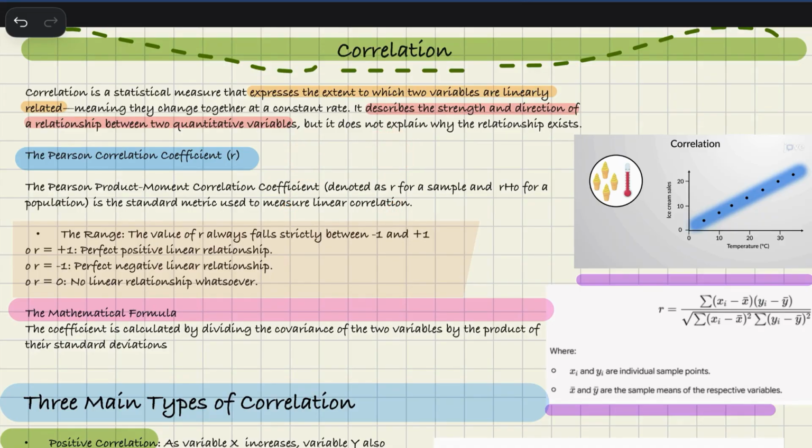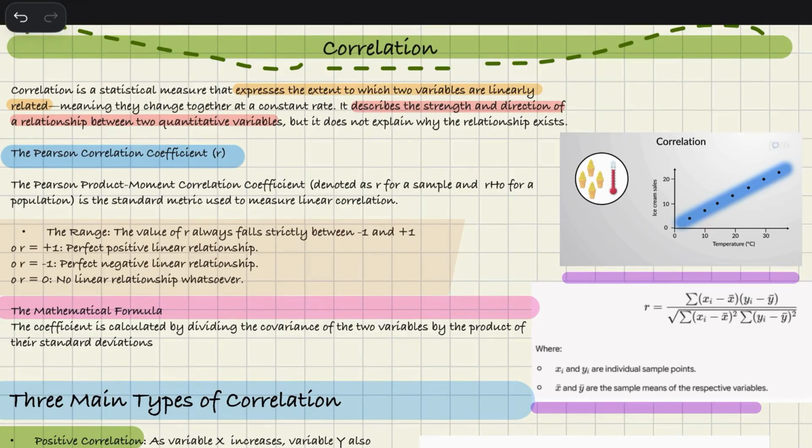But right here on day 1, we must establish the most important rule in data analysis: correlation does not explain why a relationship exists. It simply highlights a pattern that it is up to us to investigate deeper to know what the relationship is. So it is just highlighting that yes, there is a relationship. There is no answer to the question of why that relationship exists.